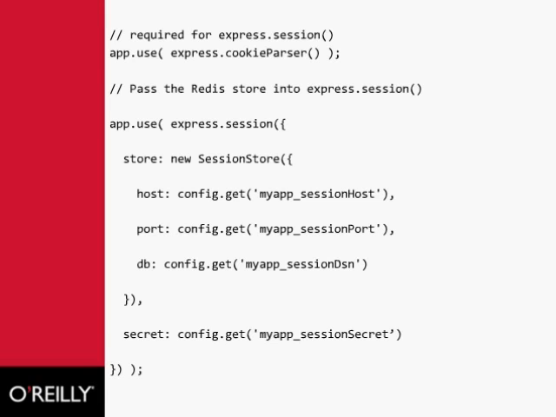Next, you'll want to pass your Redis store into the Express session middleware. So you'll want to do app.use express.session, and then pass in a new store on the store attribute. So in this case, we're doing new session store, and then we're passing in the variables that we've set up in our configuration already. So in this case, it's the host, the port, the session database number, and then a secret for the cookies. And that's it.